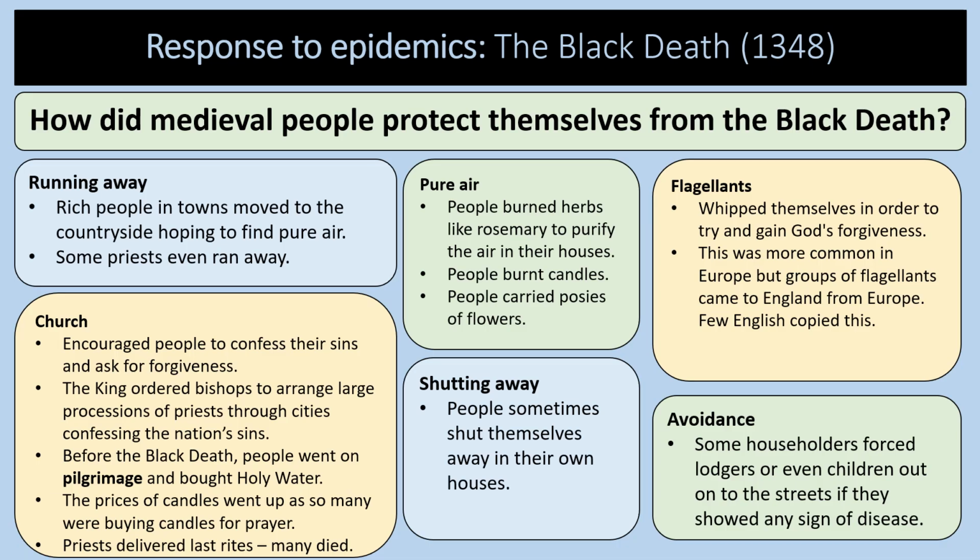Before the Black Death, people went on pilgrimage to places like Walsingham in Norfolk, and they bought holy water to spray on their food, put on their doorways to try and protect them. The prices of candles went up as so many people were buying candles for prayer, and priests delivered last rites, but many priests actually died themselves from the Black Death. Some people shut themselves away in their own homes, believing particularly in things like eye contact, and some householders forced lodgers or even children out onto the streets if they showed any sign of the disease.